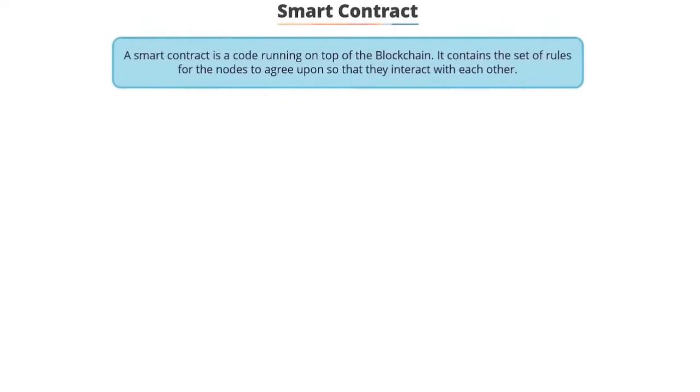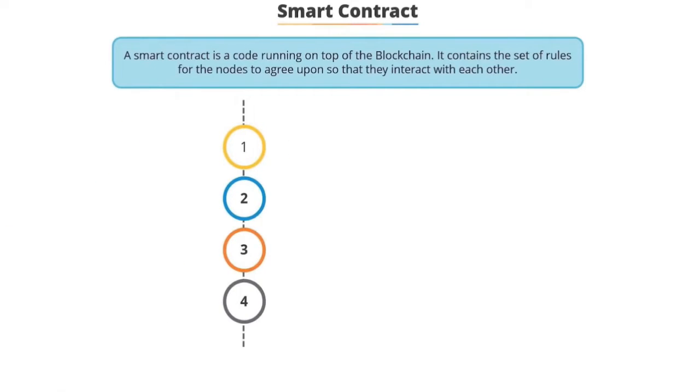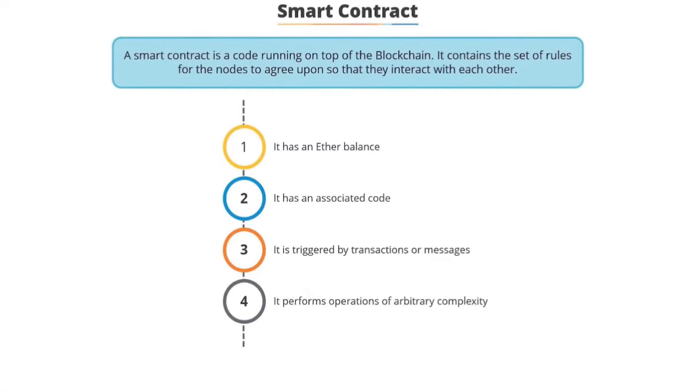Smart contract. A smart contract is code running on top of the blockchain, containing a set of rules for the nodes to agree upon so that they can interact with each other. As an account, it has the following properties. Firstly, it has an ether balance. Secondly, it has an associated code. Thirdly, code execution is triggered by transactions or messages received from other contracts. And fourthly, when executed, it performs operations of arbitrary complexity.